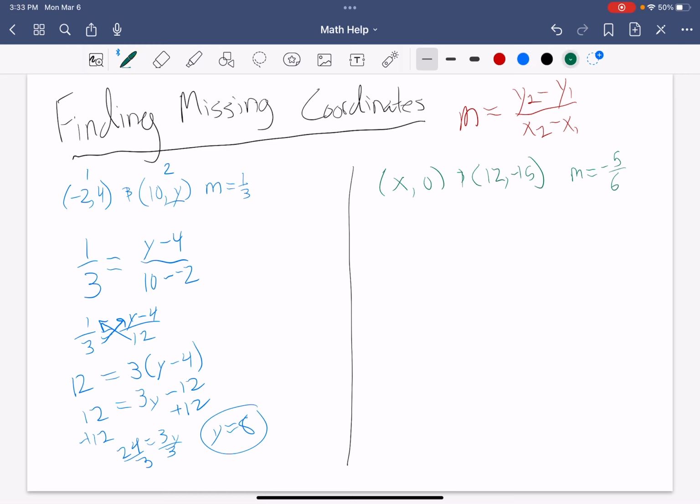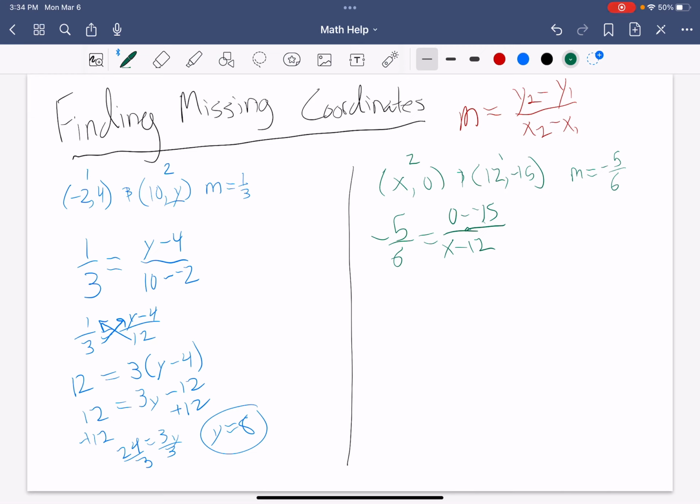Now let's do a different one, but this time with an x. So let me switch colors. So I'm going to repeat the same process. -5 over 6 is equal to, and now this time I'm going to use my first point as point 1 and the second point as point 2. That way I have an x in the denominator: x minus 12. And then I'll have 0 minus -15. There we go.